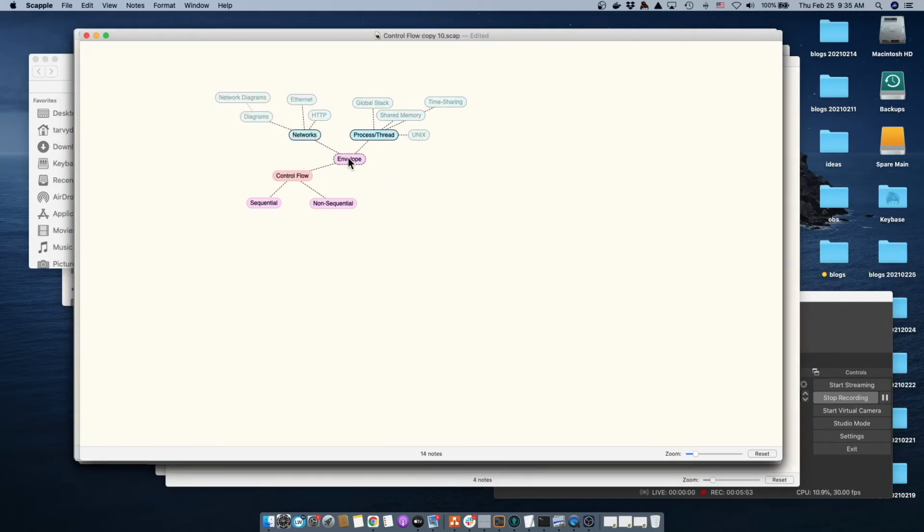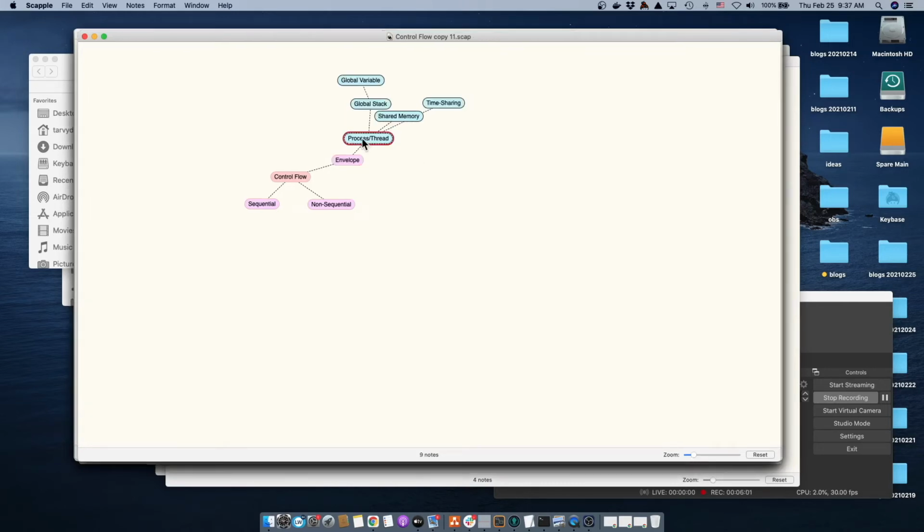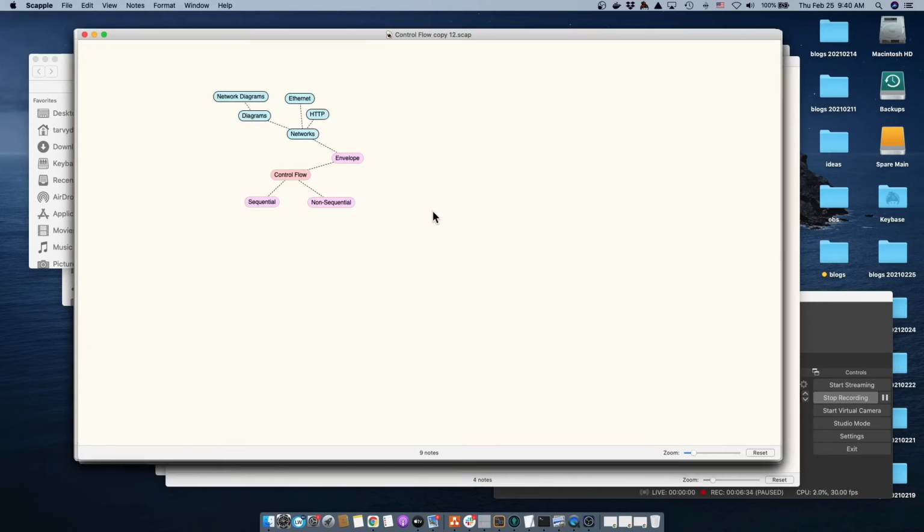Now we'll look at the thing that I call an envelope, which breaks down into processes that are threads and networks. Looking at processes, we notice that they involve shared memory. They use a global variable called the stack, and they involve time sharing. All of these issues are based on early forms of computing. Back in the 1950s, CPUs and memory were expensive. These things have given us accidental complexities.